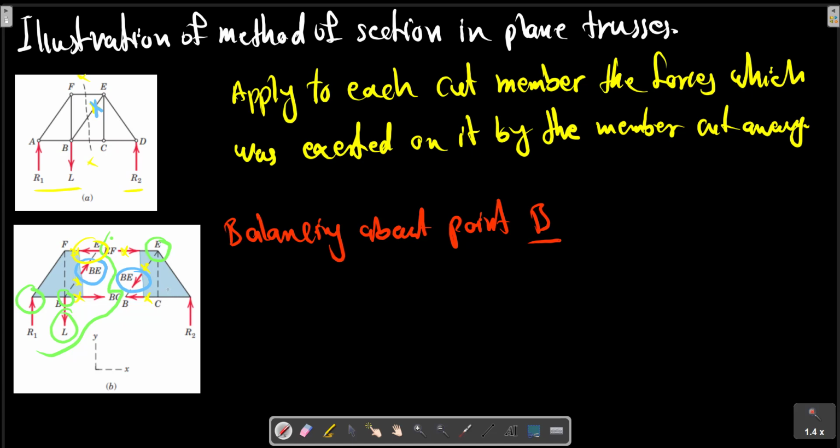can be directly computed. The force BC, if we make a balance, BE can be calculated. It requires that BC be to the right, BC, and it can be calculated.